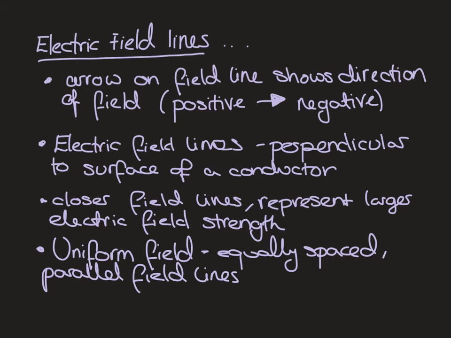So a couple of really key important points to remember about these field line patterns. First of all, the arrow on the field line is showing the direction of the field. And in our electric fields, we're always going to go from positive charges to negative charges. Second, the electric field lines, in terms of drawing them, are always going to be perpendicular to the surface of the conductor, whether that's a point charge and it's a sphere, or whether it's flat plates. The field lines are always going to be perpendicular to the surface. Remember that the closer the field lines are to each other, that's representing a larger electric field strength. So the field line patterns, the diagrams, are giving us information about the strength of the electric field.